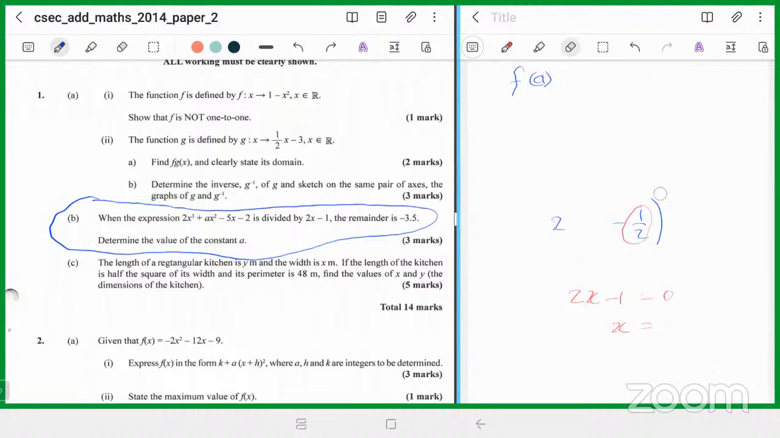All right? But no problem if you use that method. All right. So what the statement is saying is that 2x minus 1 leaves a remainder of negative 3.5.